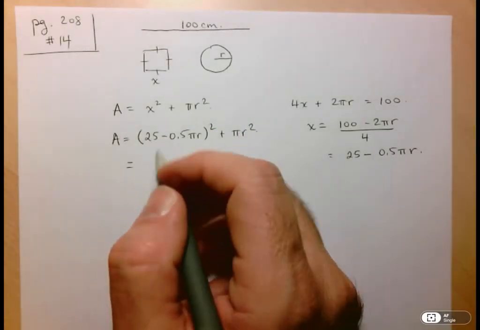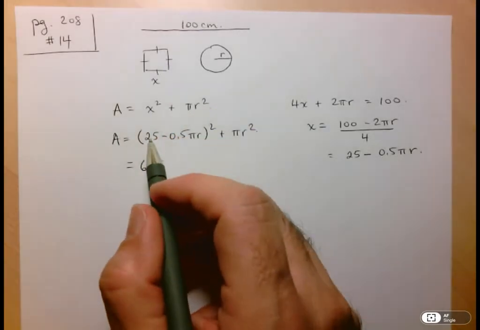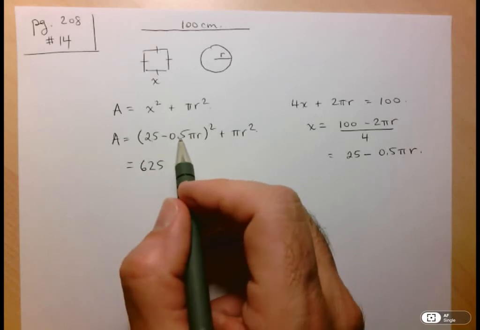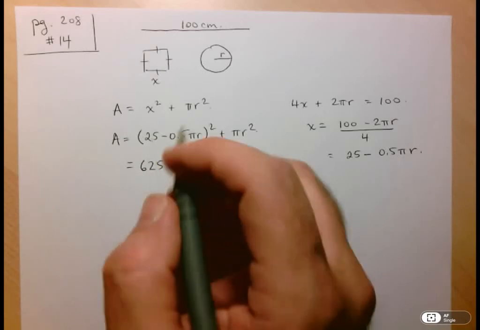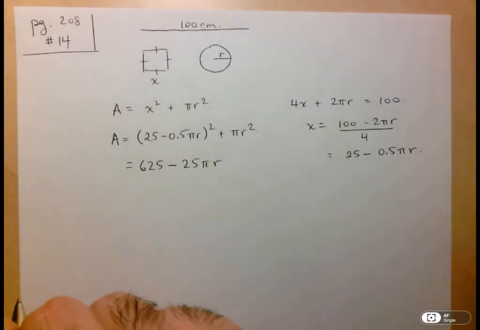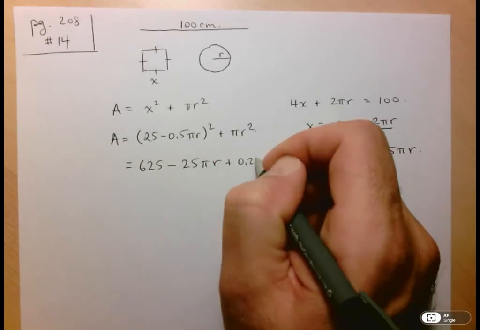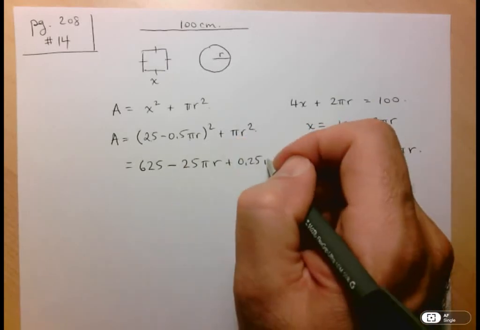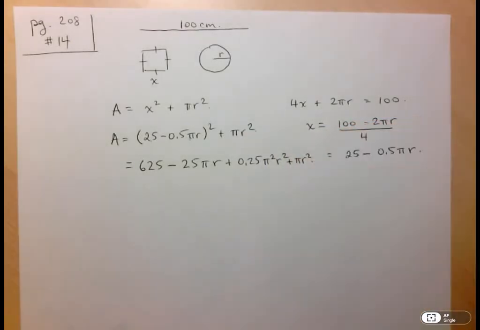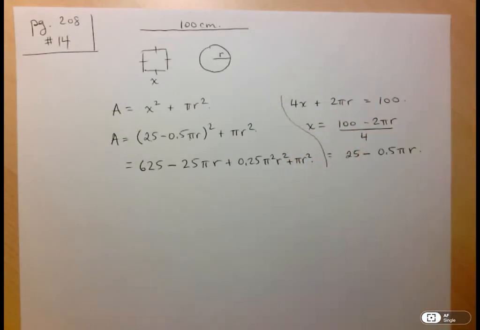We're squaring a binomial, so square the first term: 25 squared is 625, minus 2 times the first and last. So I have 25 times 0.5 times 2, which just gives me 25. Don't forget the pi, so 25 pi r. Now we've got plus 0.5 squared, which is 0.25. The pi also has to be squared, so 0.25 pi squared r squared, plus pi r squared. Let's just section this off. I didn't realize how long that was going to be.